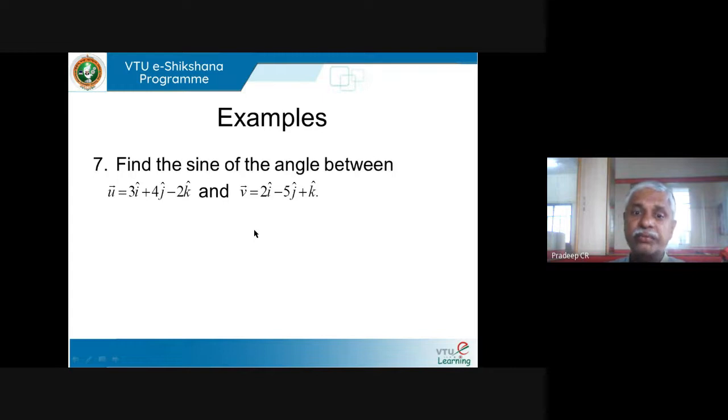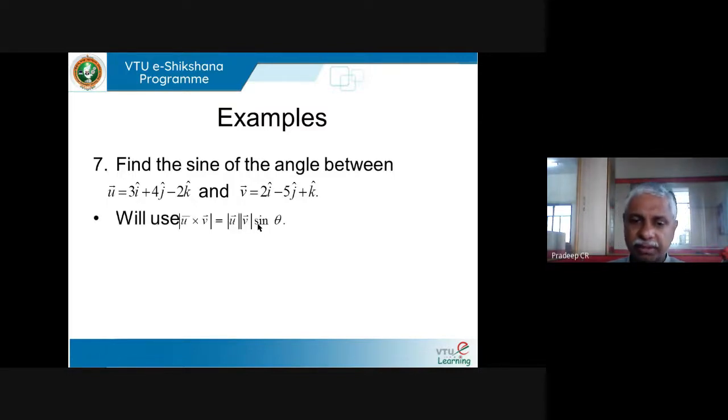Let's quickly go through a few examples. So how would problems typically come? Something like this: find the sine of the angle between this and this vector. The two vectors are given, you have to find the sine of the angle between them.